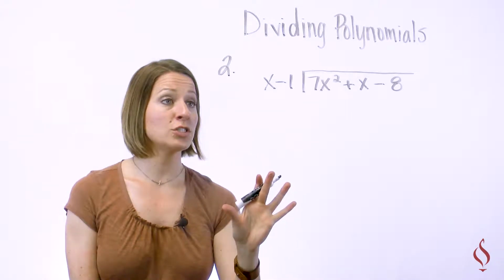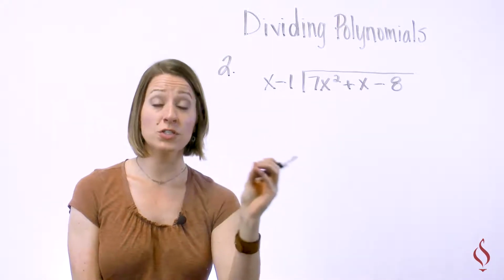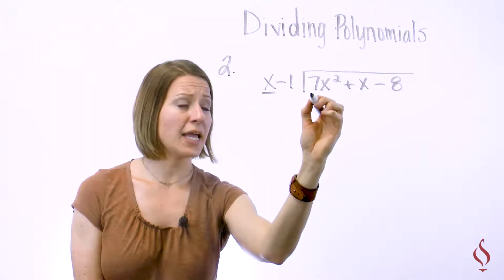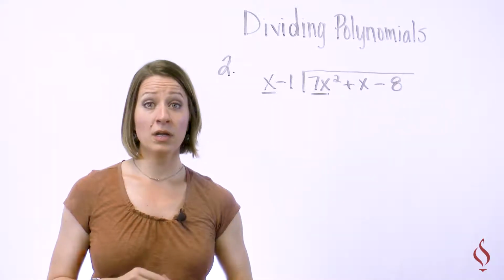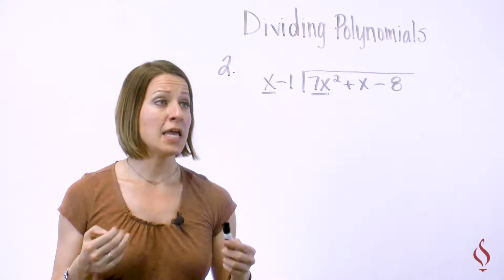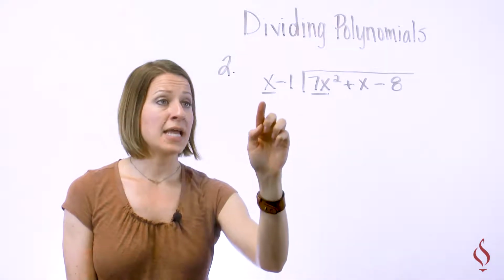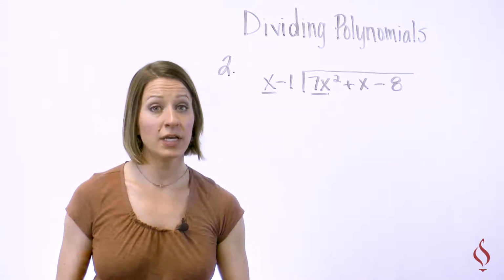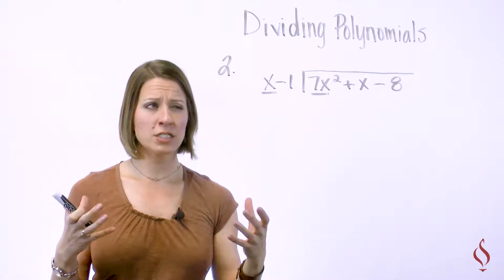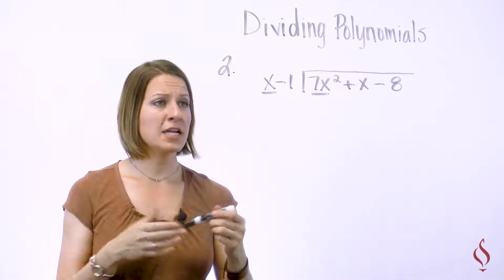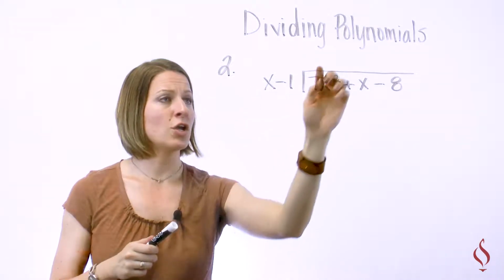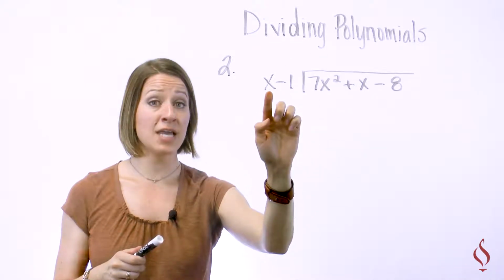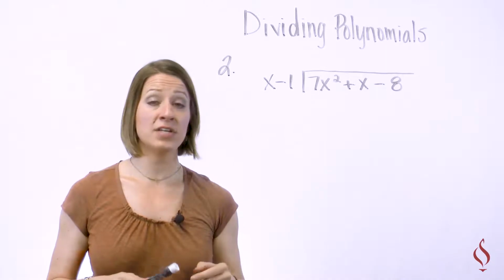Okay, the first thing we're going to do is we are just going to focus on the first terms of each of the expressions. We're just going to look at the x and the 7x squared to get us started. Okay, and the question that I have for you is how many times does x go into 7x squared? Okay, if that question is a little hard to understand, then let's think of this question. What number up here, when you multiply it times x, equals 7x squared?